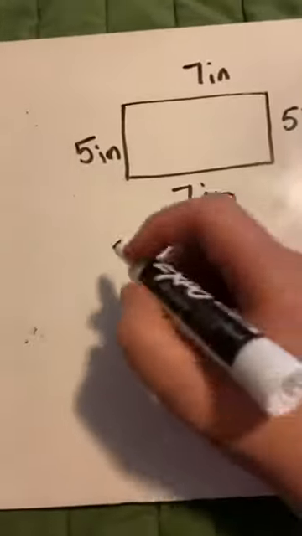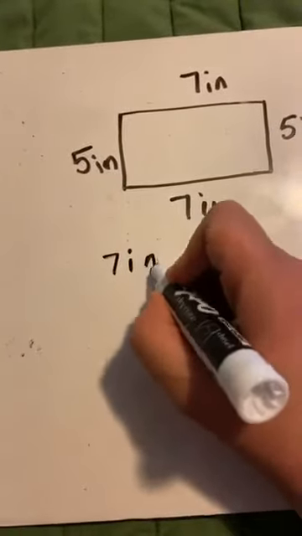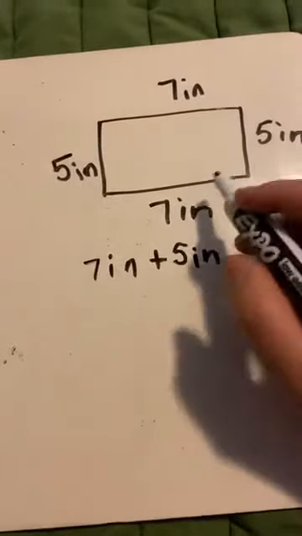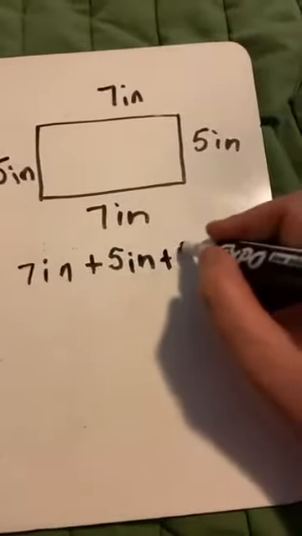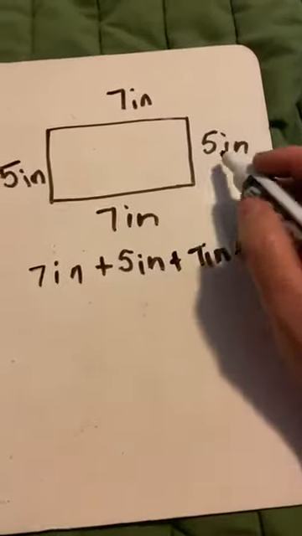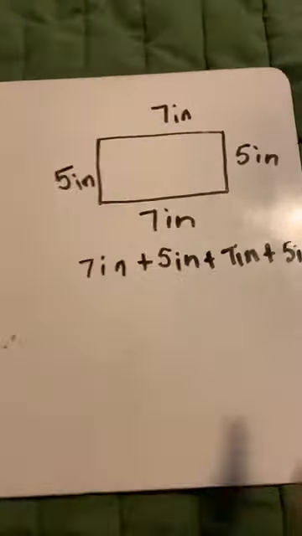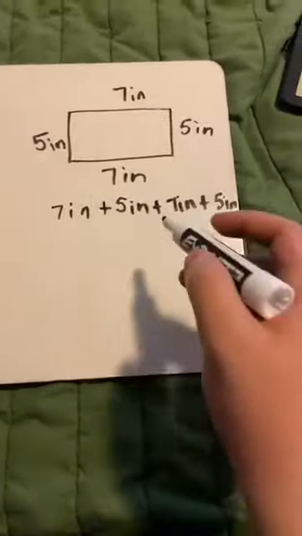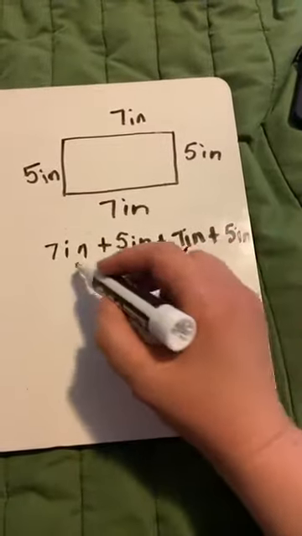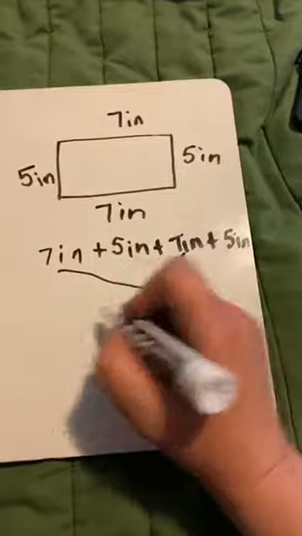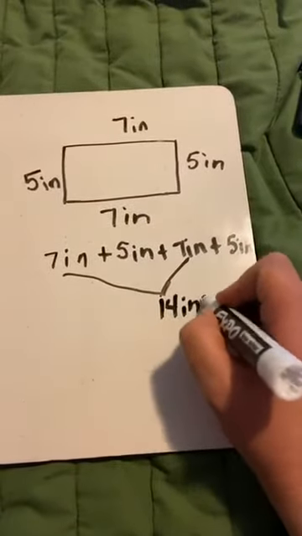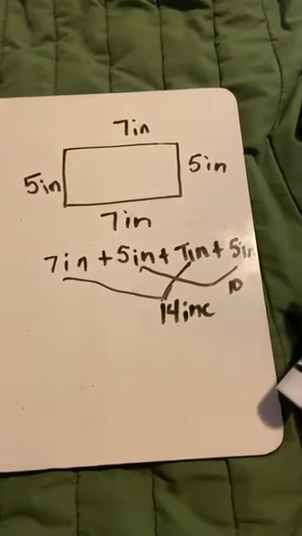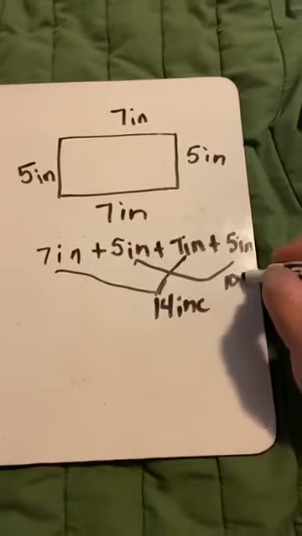So how am I going to find that? Well, I'm going to take 7 inches plus 5 inches plus 7 inches plus 5 inches. And that's going to tell me how far it is all the way around. So let's practice that. Well, I know that there's a couple doubles in here. I know that 7 and 7 equals what? You're right, 14 inches. And I know that 5 and 5 equal 10 inches.